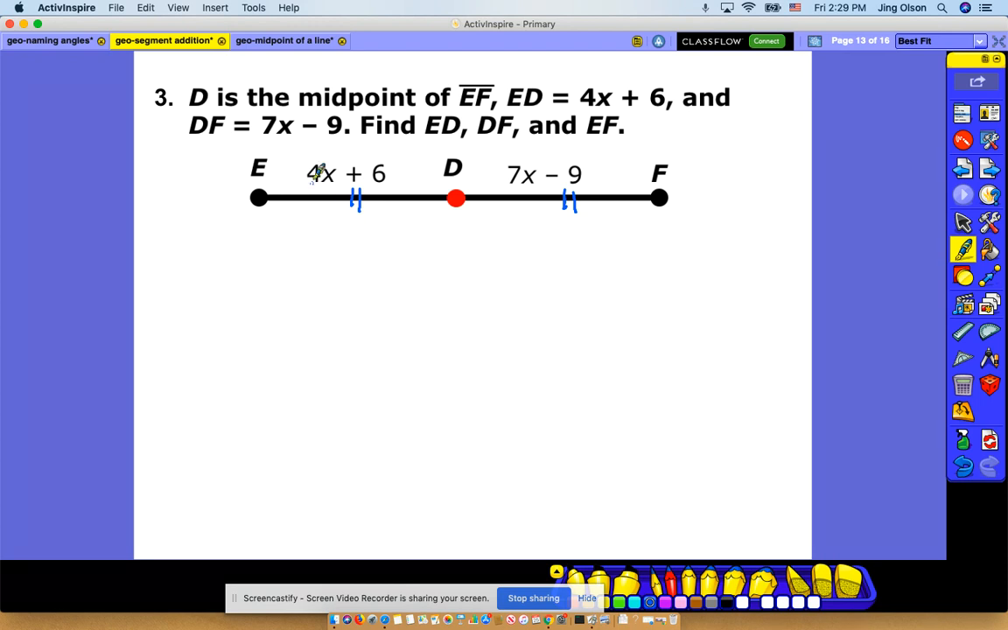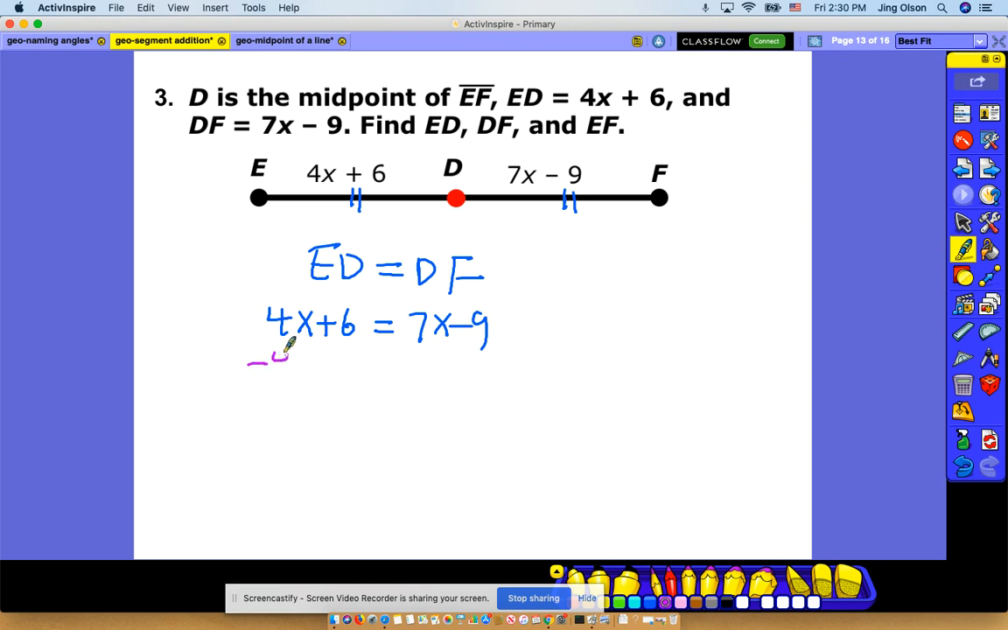This one you're going to say, okay, I'm going to add them together equal the whole thing. But we don't know the whole thing. The whole thing is not given. But the midpoint means they're equal. Okay, ED is equal to DF. This one, just let them equal. We're not adding them because we don't know the total, right? So 4x plus 6 is equal to 7x minus 9. And then we're going to go and solve this equation.